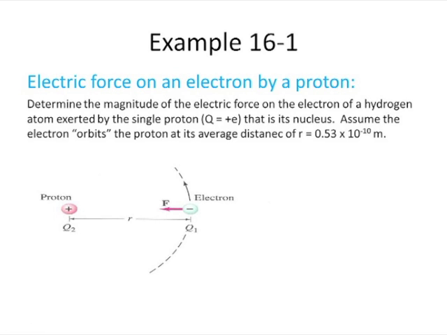In our next example, we're going to take a look at a numerical, computational example of an electric force on an electron by a proton. Determine the magnitude of the electric force on the electron of a hydrogen atom exerted by the single proton. Charge Q is equal to positive charge e. That is its nucleus. Assume the electron orbits the proton at its average distance of r equals 0.53 times 10 to the negative 10 m.